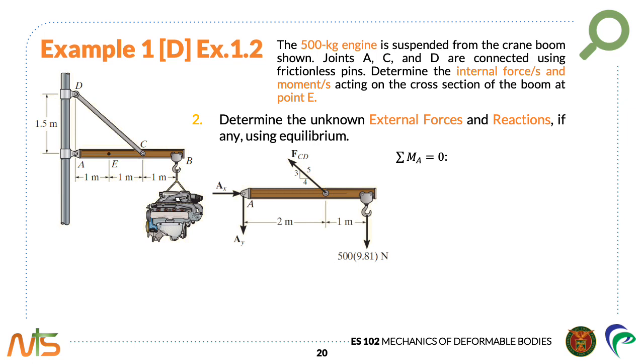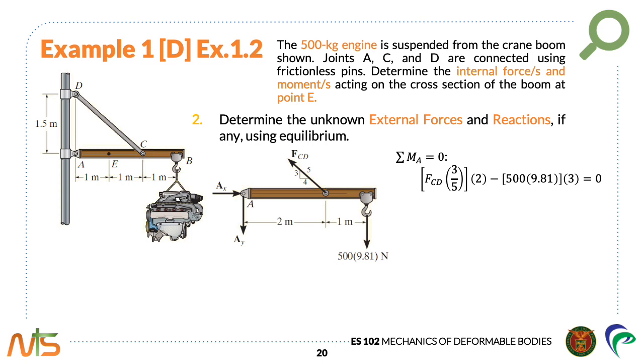First, we sum moments about point A. We have the vertical component of FCD, that is FCD multiplied by 3/5 multiplied by the perpendicular distance of 2 meters. So this term is positive since it causes a counterclockwise rotation at A.